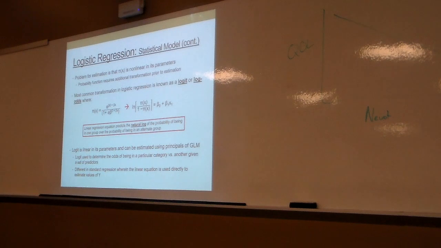Our logit is bounded by 0 to infinity. Our logit can be used to determine the odds of being in a particular category versus another based on a set of predictors.